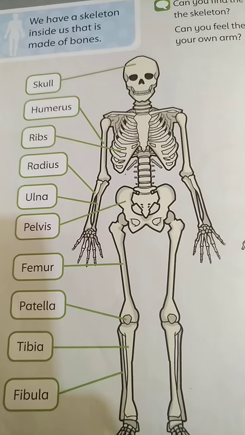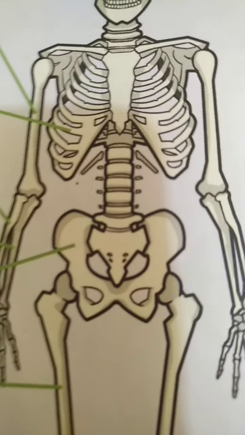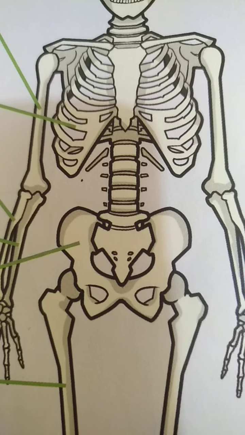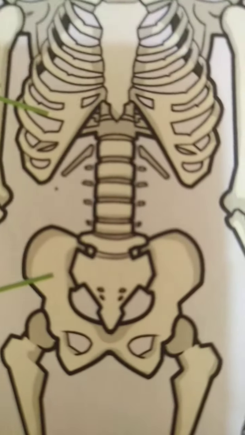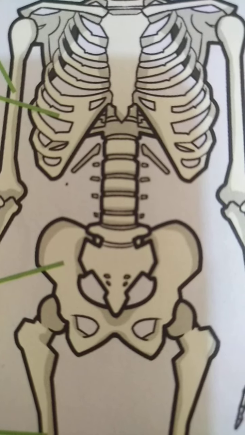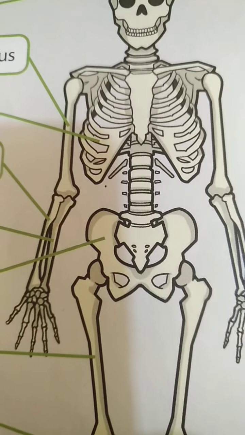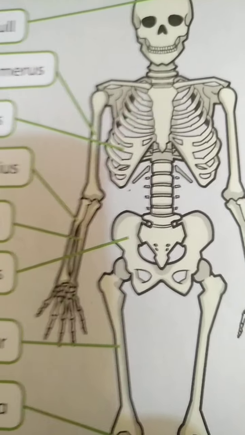Yes. Now come down toward the lower body part. In the lower body part, this portion, we call it pelvis. What we call it? Pelvis. Once again, repeat with me. This portion is called pelvis. Pelvis is a bone where our two legs are joined. We call it a hip bone also. In simple words, we call it a hip bone.